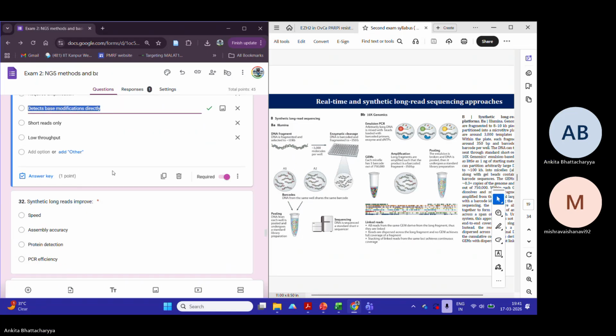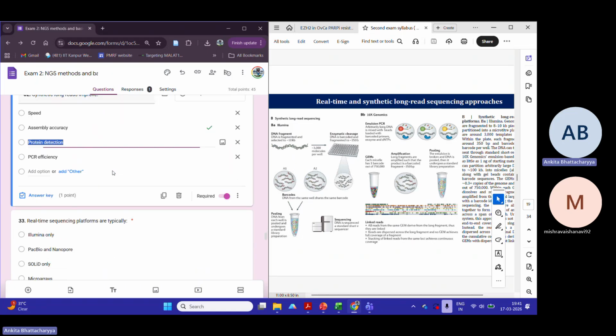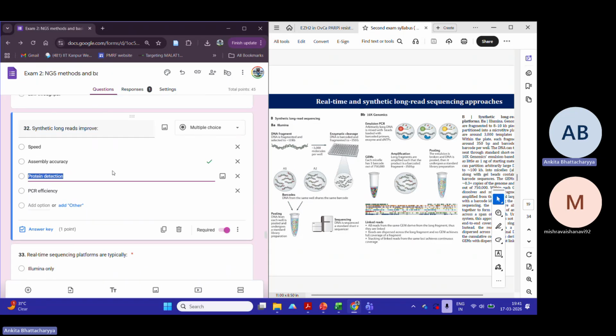Then synthetic long reads, what do they improve? They improve the accuracy of assembly because long reads are necessary to carry out de novo assembly. And speed and PCR efficiency certainly cannot be matched, or protein detection as well. So assembly accuracy can be maintained, but PCR efficiency will be limited because of such long stretches of base pairs that are getting synthesized.